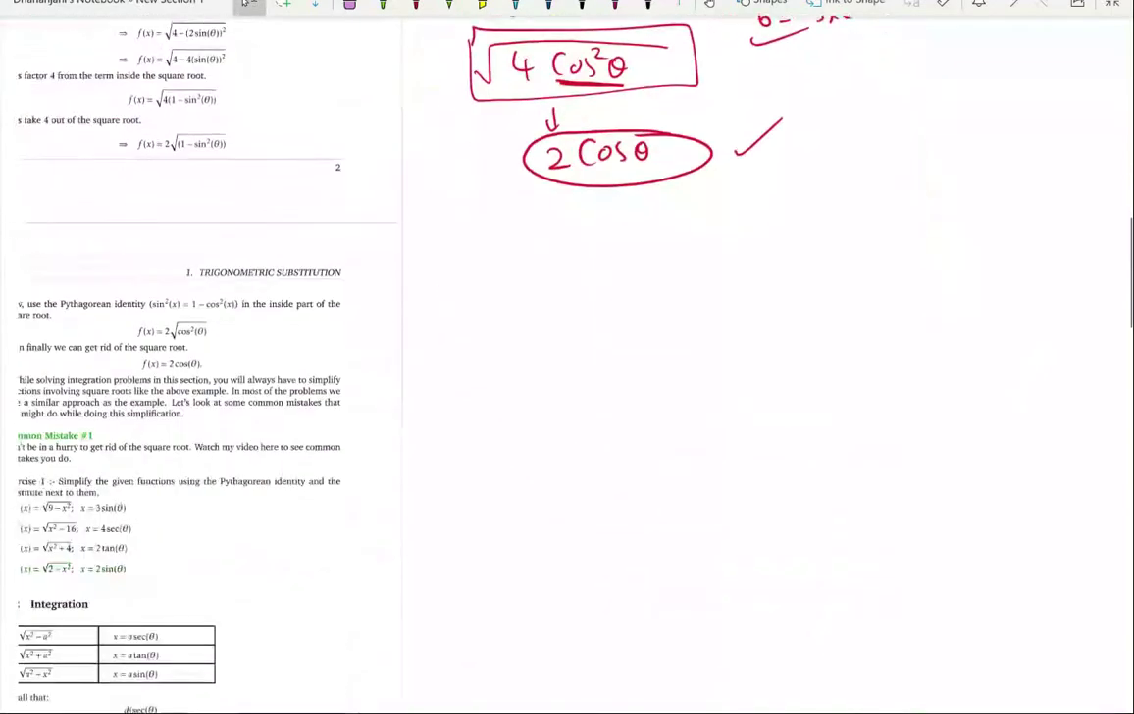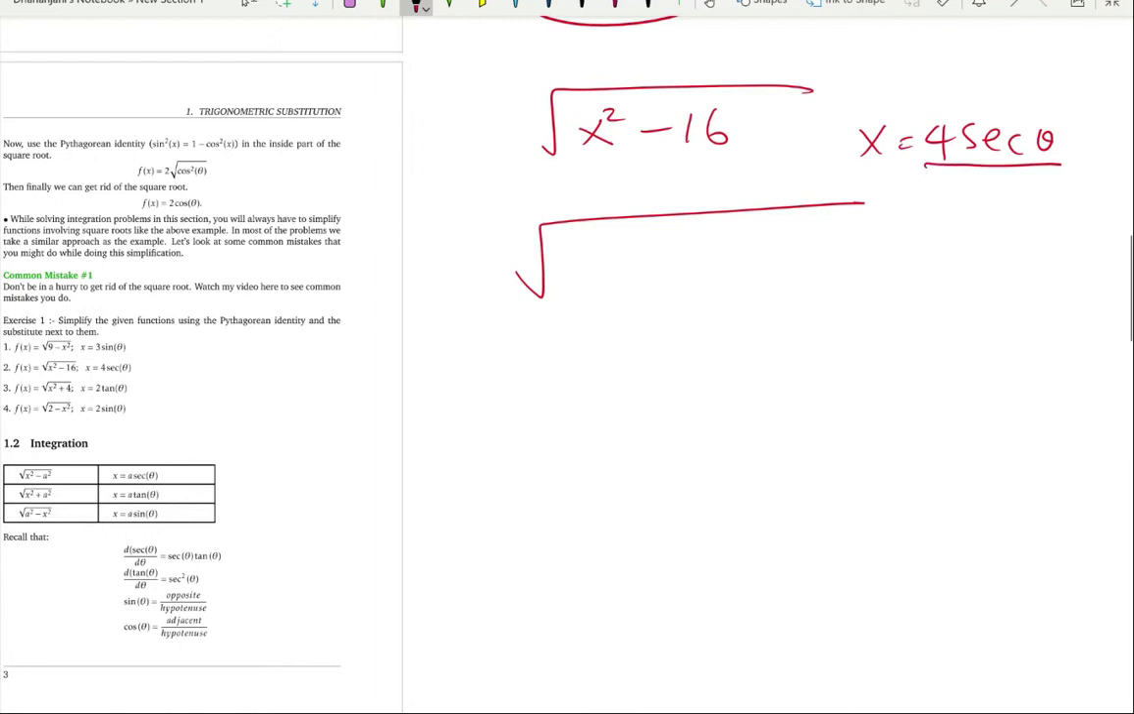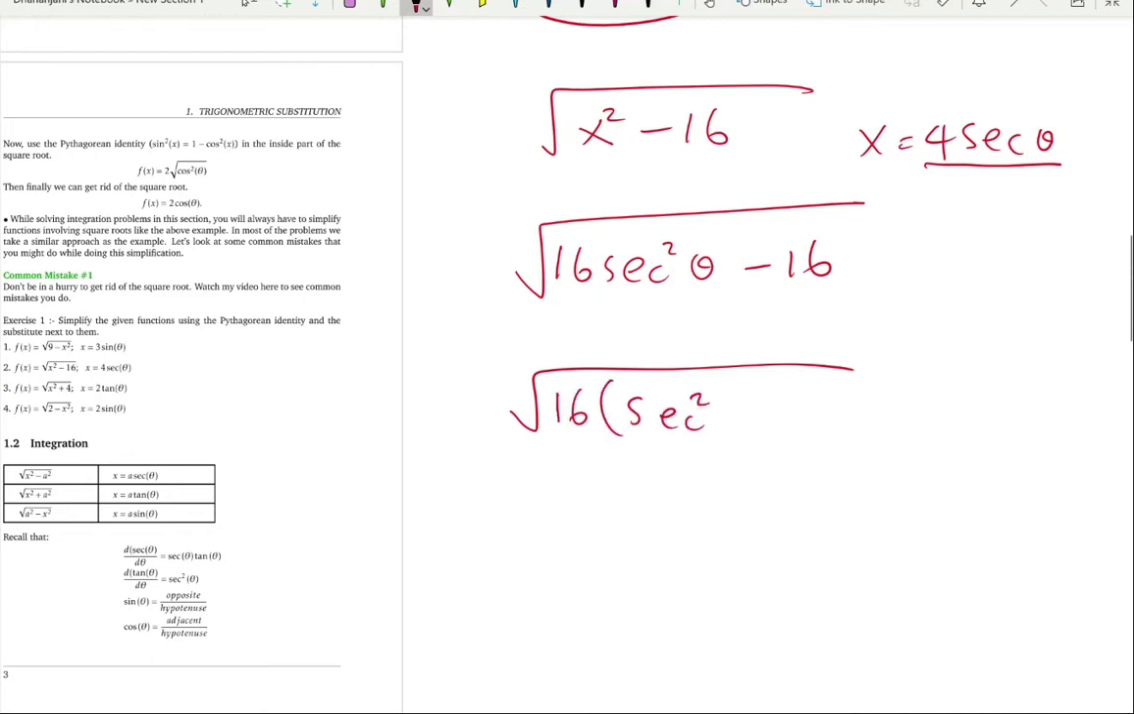Okay, so let's quickly see some more examples. How about square root of x square minus 16, where x is equal to 4 secant theta. So let's quickly do this. x square is then 4 square secant square theta, so it's 16 secant square theta, right? Now clearly again you can see there's a common number. 99% of the time you will have a common number. If you don't, then be careful and check back your square root, check back the way you substituted. All right, now let's pull out 16 from secant square theta minus 1.